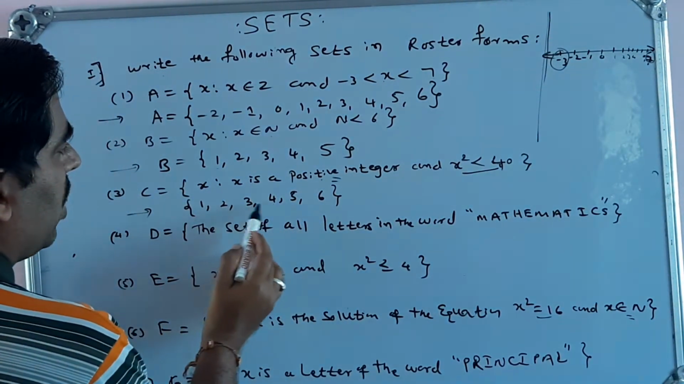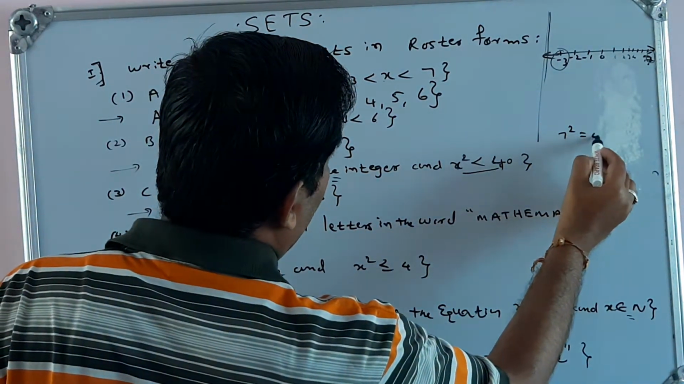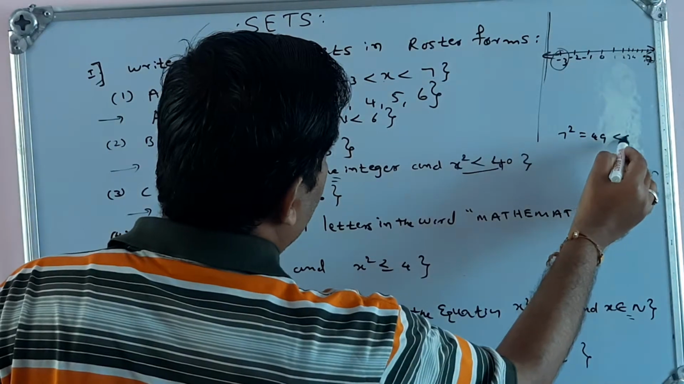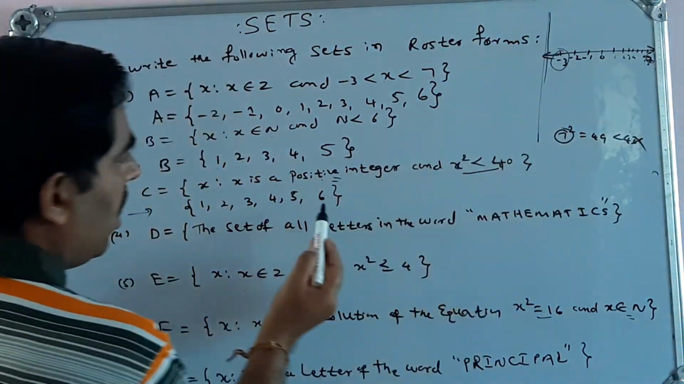1, 2, 3, 4, 5, 6. Why not 7? If I write 7, 7 square is 49. 49 is not less than 40, so it will not hold good here. I cannot take 7, I can take 6 here.